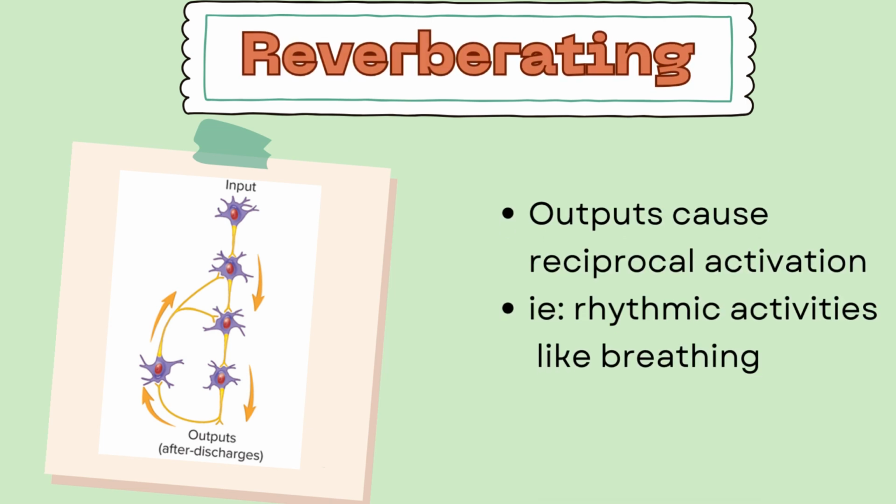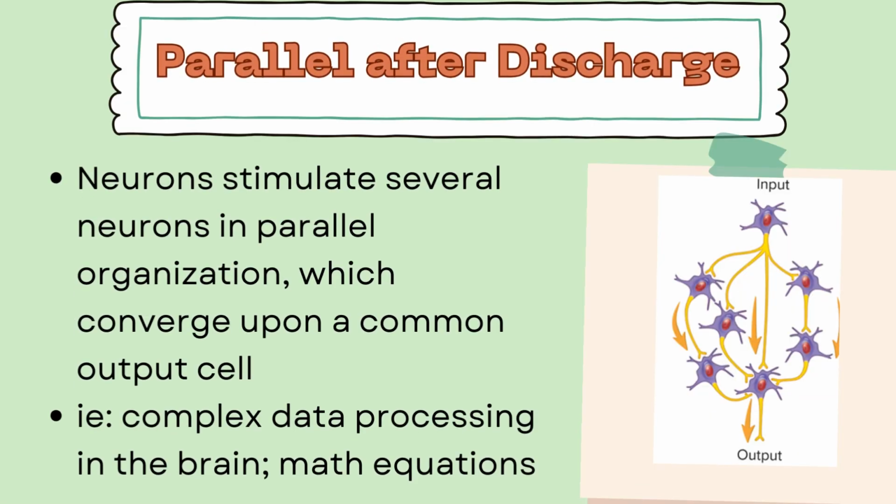Reverberating circuits are ones where the outputs cause reciprocal activation, or, in other words, give feedback to the previous neurons. Reverberating circuits are found in rhythmic activities like breathing and walking. The last circuit is the parallel after discharge circuit. Here, neurons stimulate several neurons in parallel organization, which converge upon a common output.